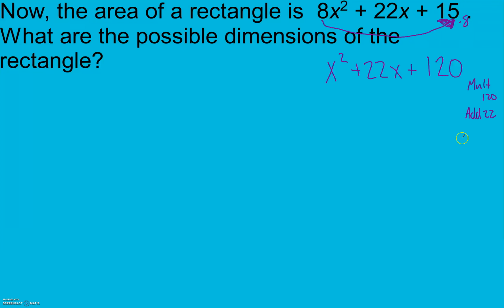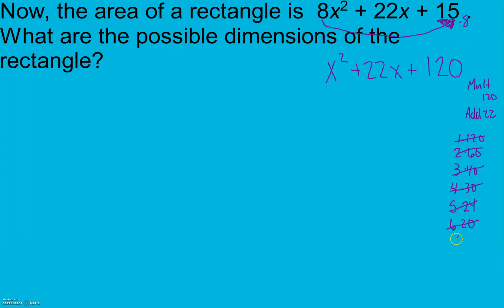My options for 120, 1 times 120, that doesn't work. If I take 120 and divide it by 2, I get 60. Again, that doesn't add to 22. If I divide by 3, I get 40. Doesn't work. If I divide by 4, I get 30. That doesn't work. If I divide by 5, I get 24. That doesn't work. If I divide by 6, I get 20. Again, still doesn't add to 22.